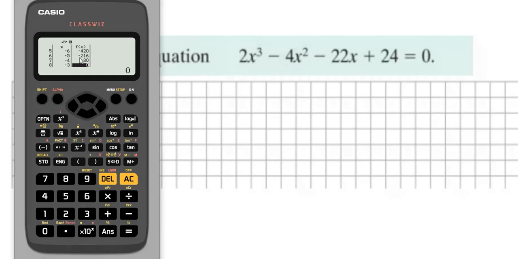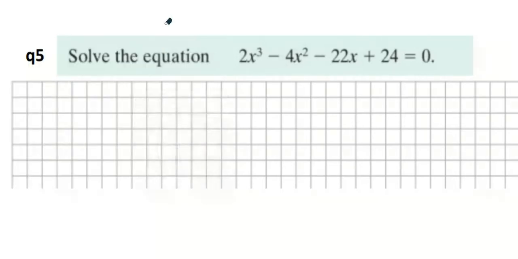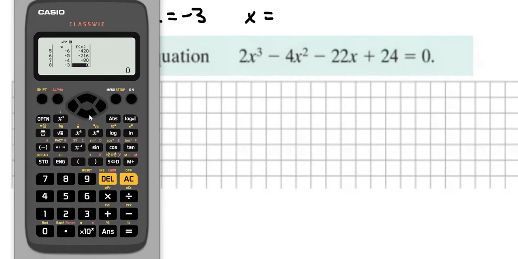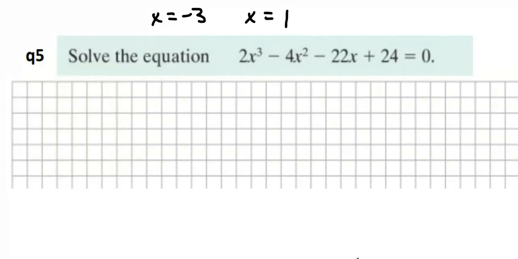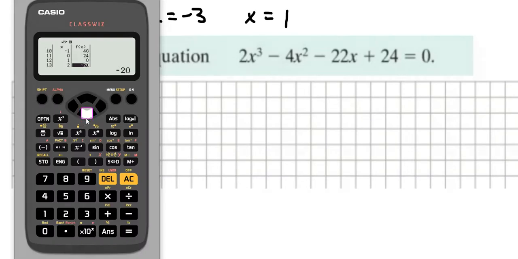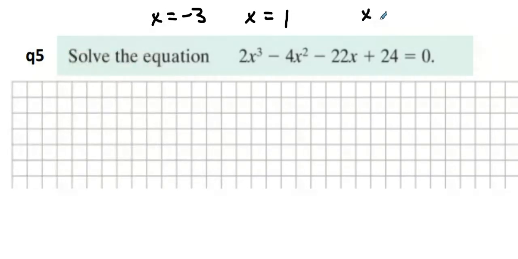Would everybody agree minus 3 is an answer? So x equals minus 3 is an answer all day long. For argument's sake, I'll write down the other answers as well. x equals 1, and x equals 4.